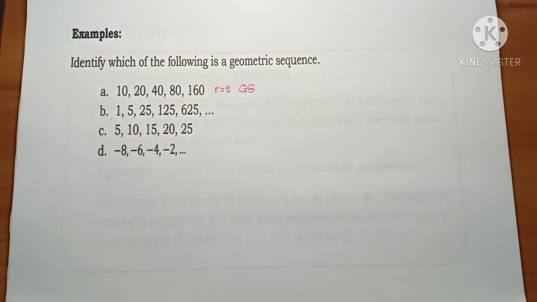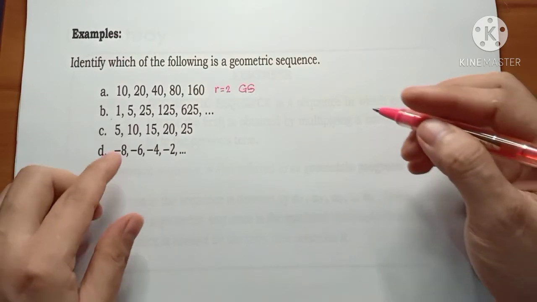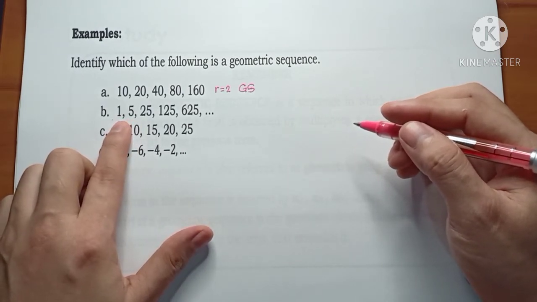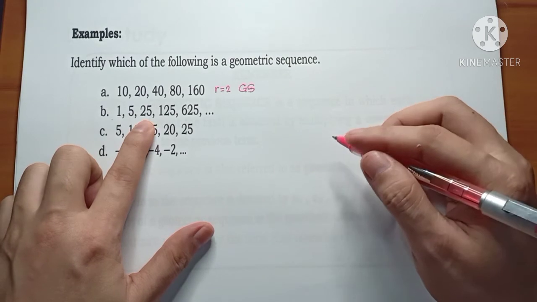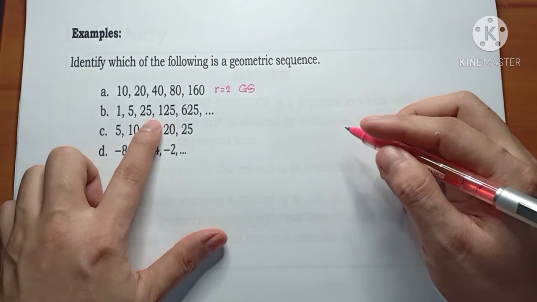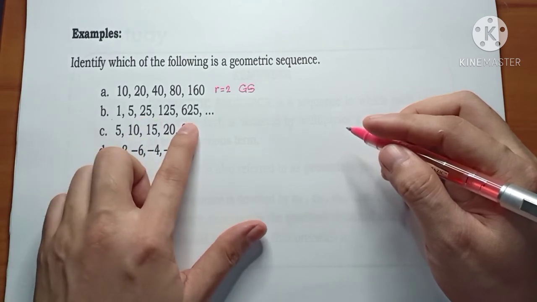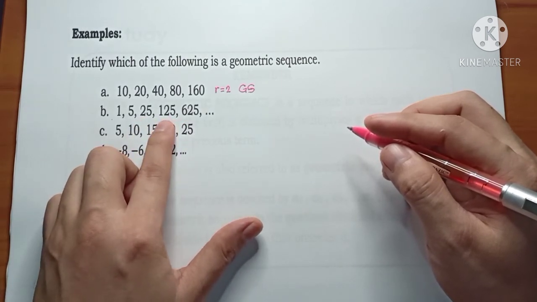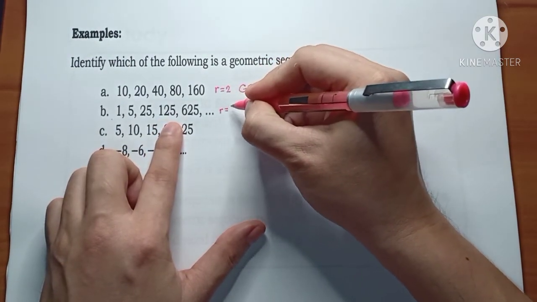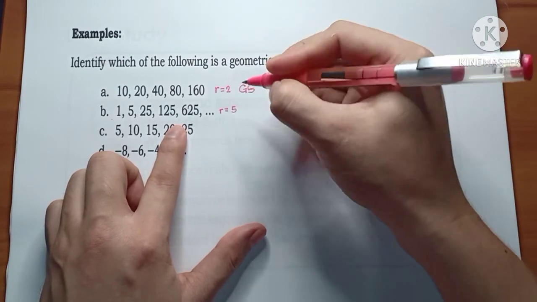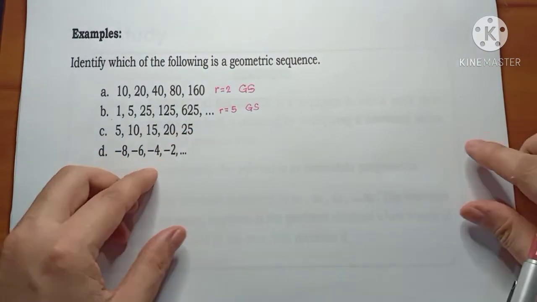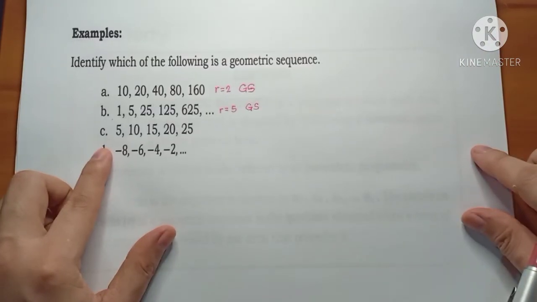Okay? Now, sa number 2, 5 divided by 1 is 5. 25 divided by 5 is 5. 125 divided by 25 is 5. And 625 divided by 125 is 5. So, the common ratio is equal to 5. So therefore, this is also a geometric sequence. Okay, how about letter C?